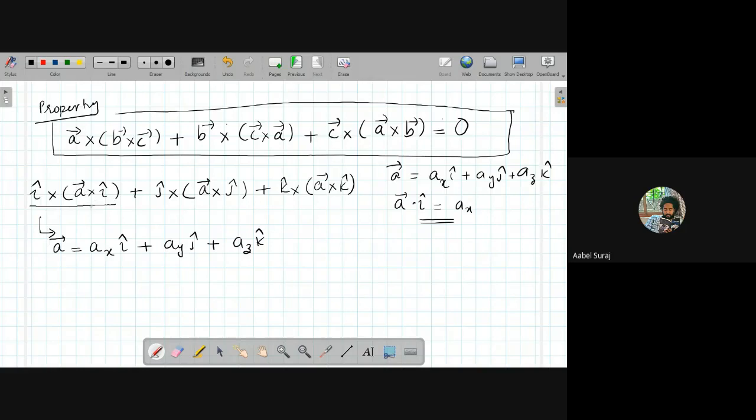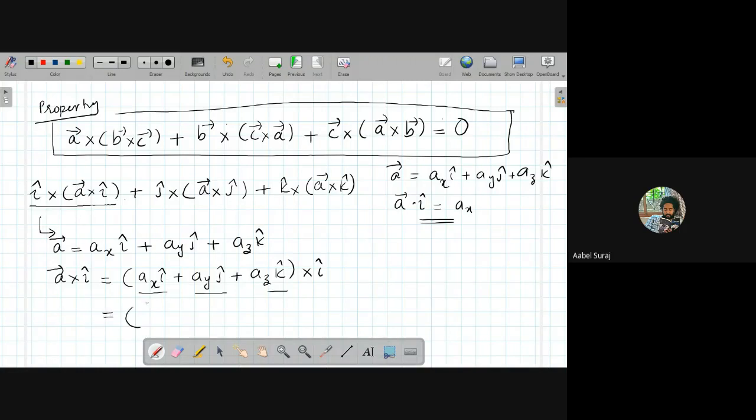So what is A cross I from here? Next step is A cross I. So A cross I is equal to AX I cap plus AY J cap plus AZ K cap, cross I, right? Because this is the common rule of multiplication that you are using, the distributive law. First you need to multiply AX with I, then AY with I, and the third term with I. That's it. Okay. So what is the answer here?